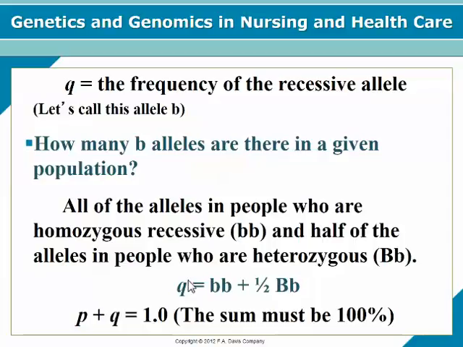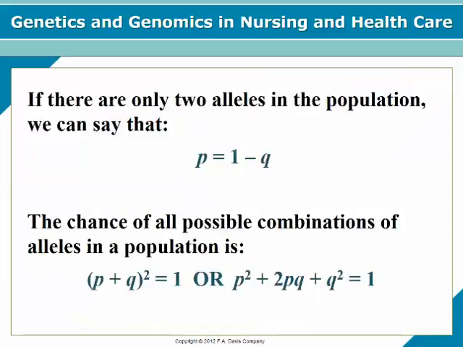If there are only two alleles in the population, we can say that p equals 1 minus q. The chance of all possible combinations of alleles in a population is (p + q) squared equals 1, or p squared plus 2pq plus q squared equals 1.